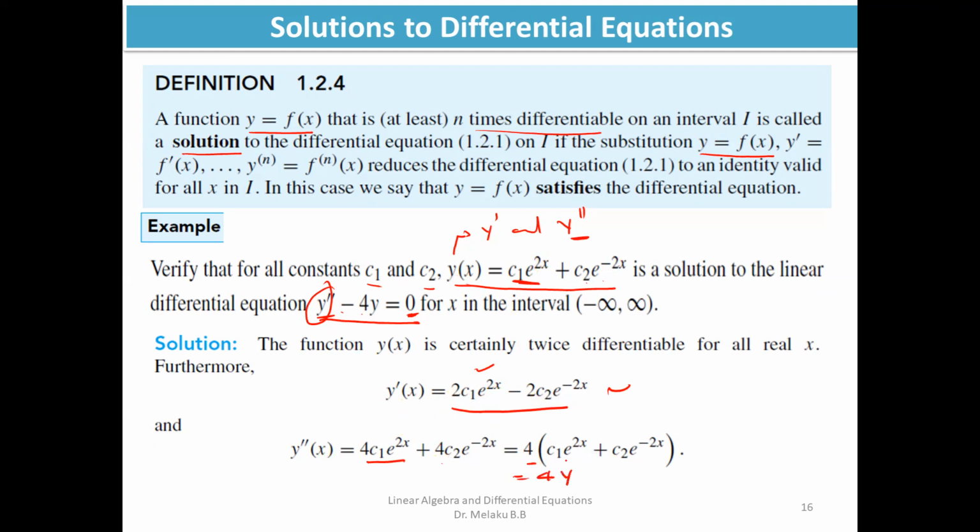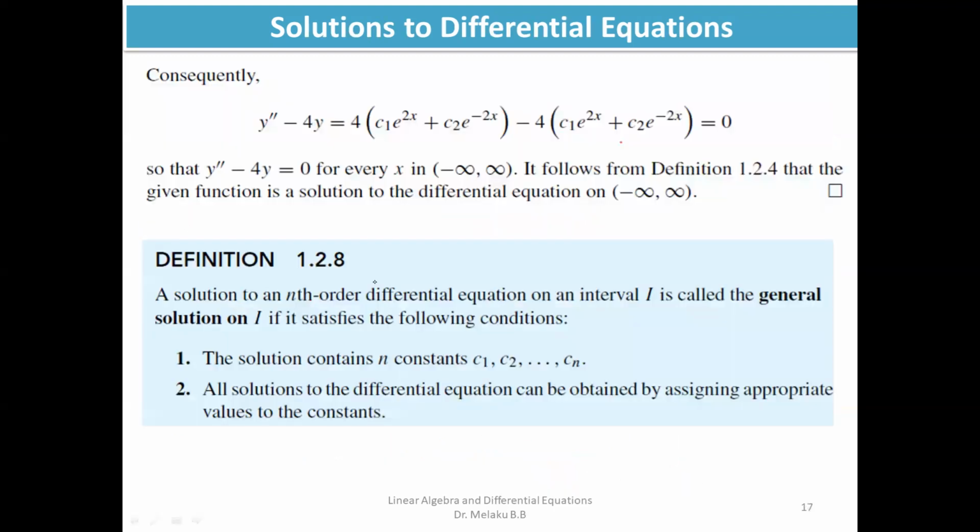Can we say this is 4y? c1 e raised to x plus c2 e raised to minus x. Yeah, we can say that y double prime is 4y. That's good. Therefore, if we substitute here, this is 4y minus 4y. That's 0. Oh, that's great. So we can shorten it like this. Which shows that y is the solution to this differential equation.